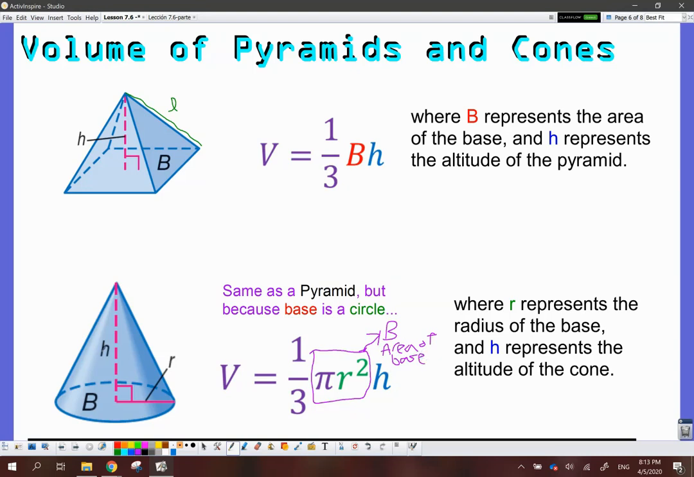And again, the height here is from the apex of the cone to the base of the cone, and it's perpendicular to the base. If you're given this line here, this is not your height, this is the slant height, and you're not going to use this for volume. So ignore this if you're finding volume. R represents the radius of the base, which is the radius of the circle, and H again represents the altitude of the cone. Let's take a look at 2 examples, one of each.